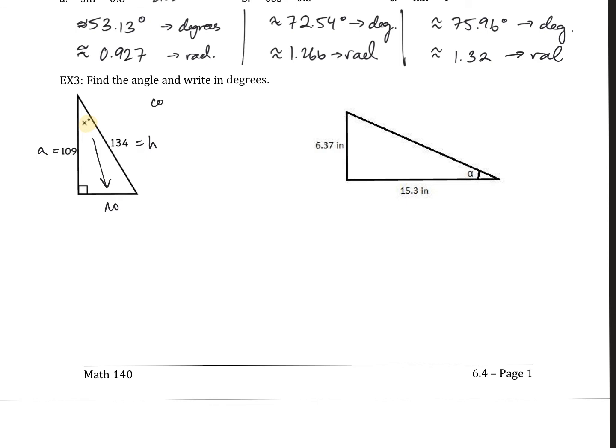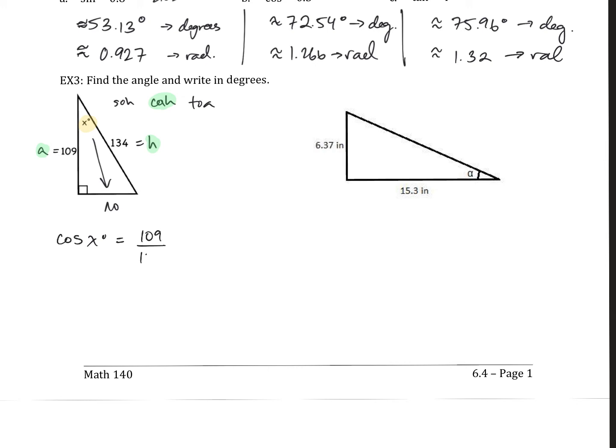So which trig function has adjacent and hypotenuse in it? That would be cosine. Cosine has adjacent and hypotenuse values. Let's go ahead and use cosine to solve. So we know that cosine of our x value, x degrees, is going to equal adjacent over hypotenuse.